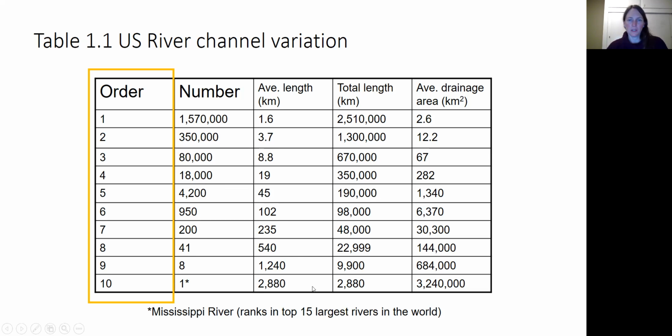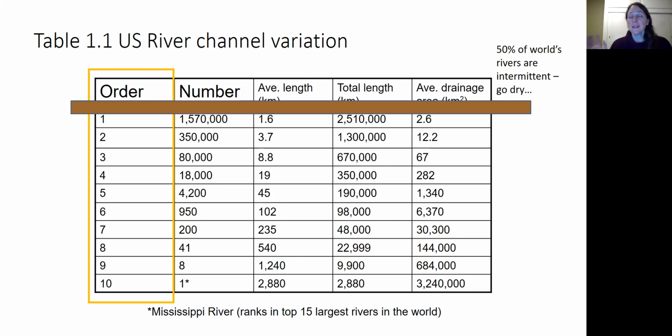their length increases dramatically. The total length of these streams decreases, but the total area that they drain increases. So there's some really cool patterns in this table. And 50% of the world's rivers are intermittent or go dry. So there's kind of a big blank box here. Those brown arroyos that dry up sometimes of the year are not even really included in this table. So that's kind of a problem.